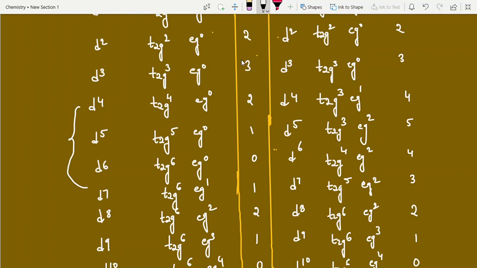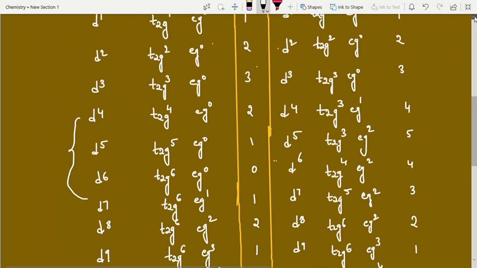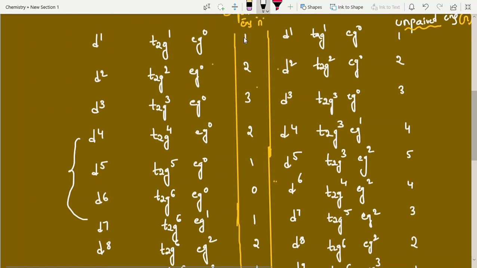Clear, students? After that, see, t2g2, eg1 means how many unpaired electrons? One unpaired electron. Here I have given unpaired electrons also, since they are asking. Here also 1, here 2, up to here no issue. Here t2g4: how to write, students? 1, 2, 3, 4. See, 2 unpaired electrons. 5 means 1 unpaired electron. 6 means no unpaired electron, so eg also 0. Like this we have calculated unpaired electrons.